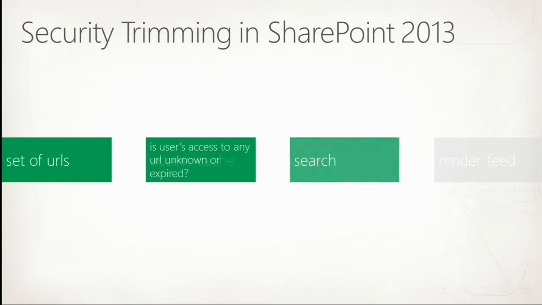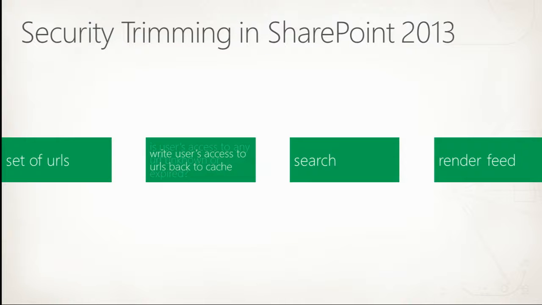So the key thing to keep in mind is search is still the oracle of whether or not you have access to a piece of content or not. And we use the information that we get back from search to render the feed, just like we did before. But now the key piece is that once we get that information back from search, we go back to that access cache and write whether or not I have access to each of those URLs that we just asked search about.